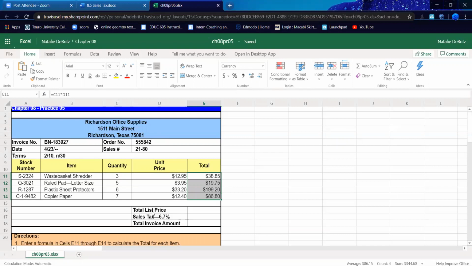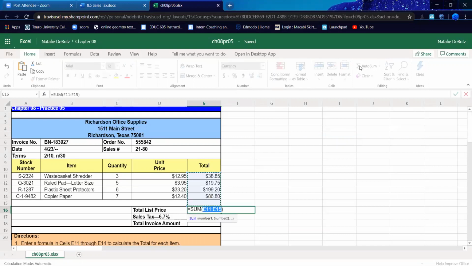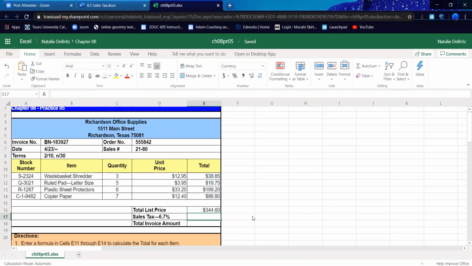Then I'm going to find the total list price, which is the sum of all of these, and I'm just going to do that by hitting auto sum. Notice that my square exceeds the spaces that I need, so I'm going to move my space up. Now I'm in my allotted spaces that I want to use. I hit equals, there's my space, there's my amount. So I have $344.60 total price.